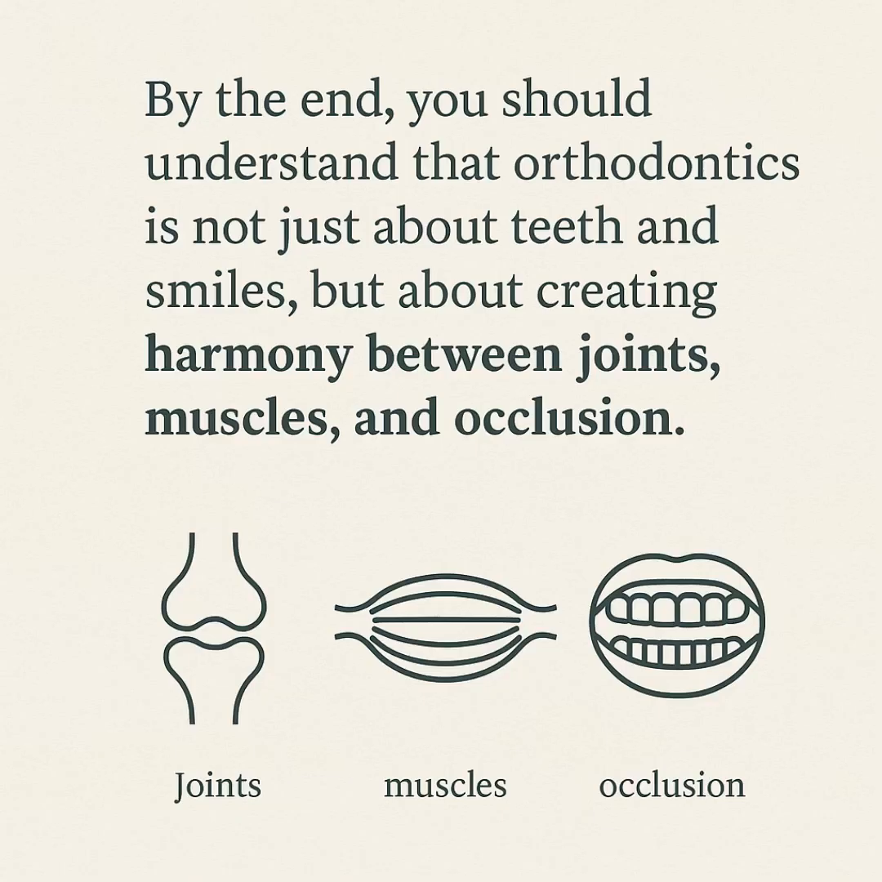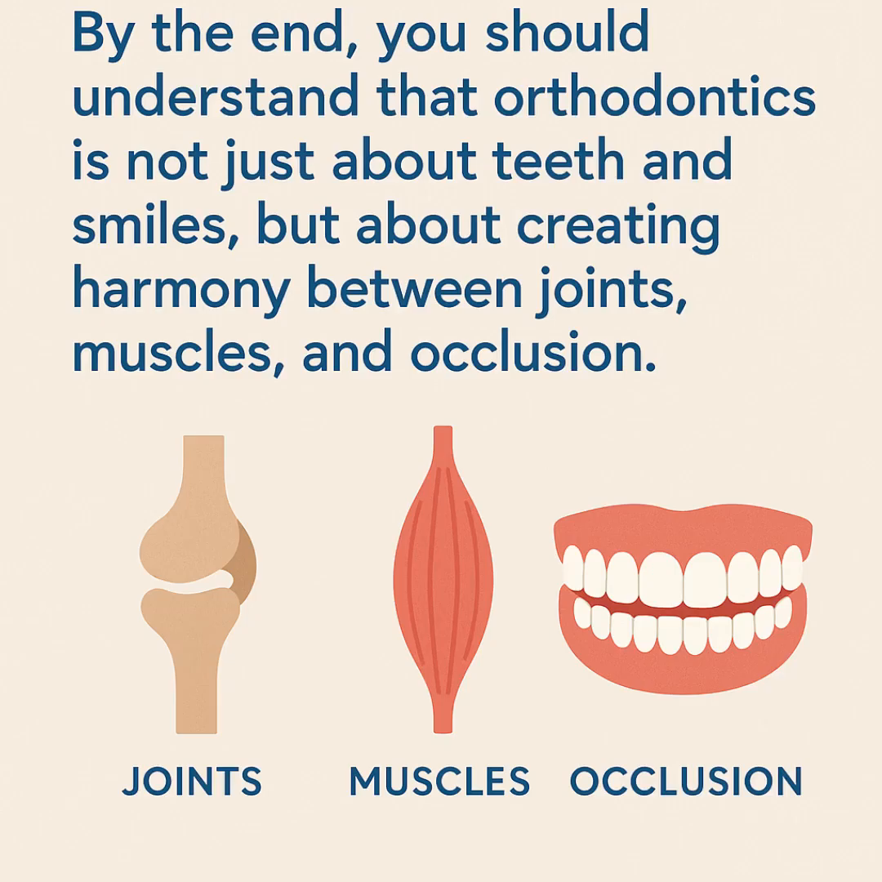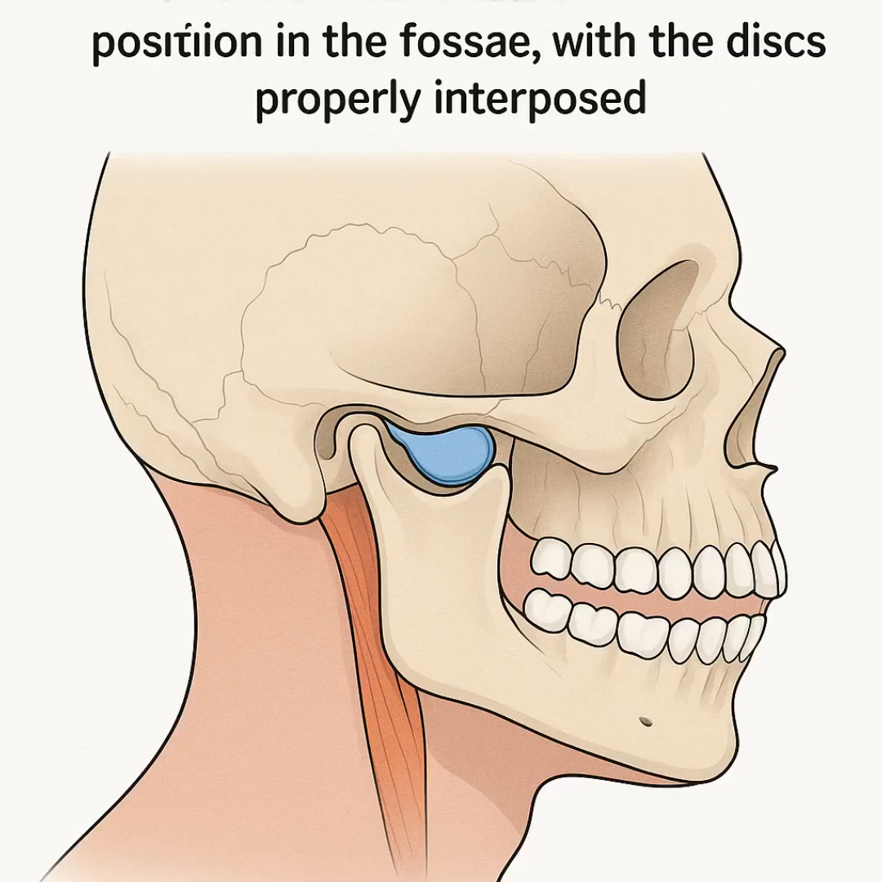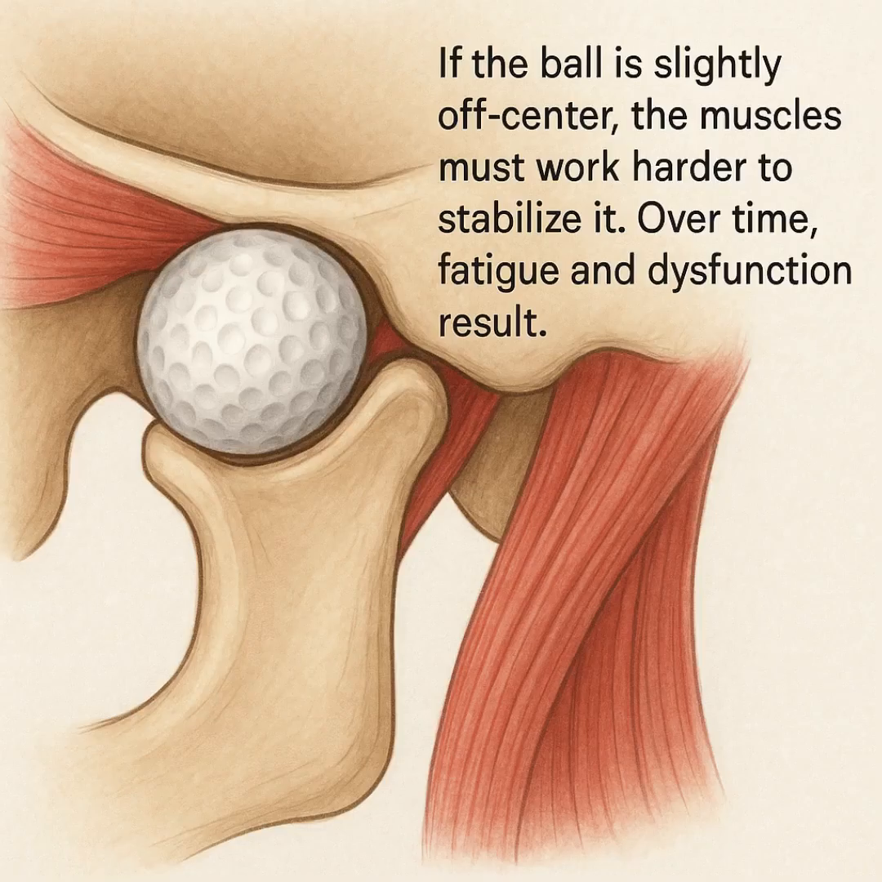By the end, you should understand that orthodontics is not just about teeth and smiles, but about creating harmony between joints, muscles, and occlusion. Concept of orthopedic stability. The first principle is stability. Orthopedic stability of the masticatory system occurs when the condyles are seated in a supero-anterior position in the fossae, with the discs properly interposed. Think of it like this.